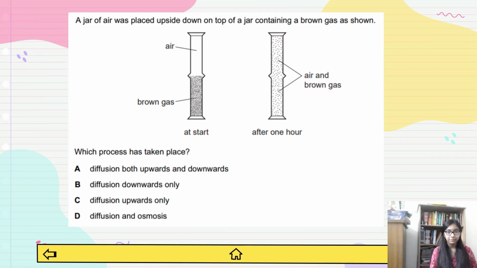A jar of air was placed upside down on top of a jar containing a brown gas as shown. Which process has taken place? We know that diffusion is where the molecules move from a higher concentration to a lower concentration. So the air being highly concentrated at the upper part moves downwards. At the same time, the brown gas molecules move upwards. This creates an equilibrium. In other words, the molecules are evenly spaced out in the tube. So our answer is option A.